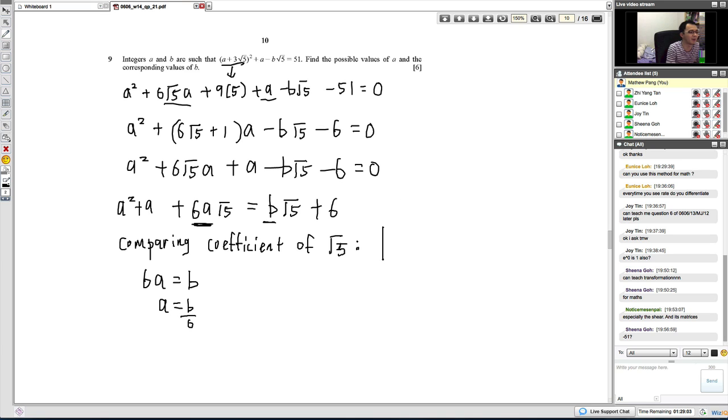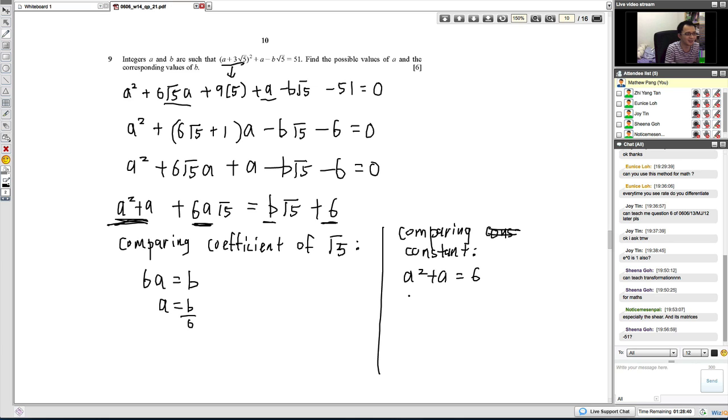Then I will compare the constant value. Comparing constant means those numbers only. I'm comparing the constant, which is this one: a squared plus a equals 6. Then I will substitute my a equals b over 6, squared, plus b over 6 equals 6.